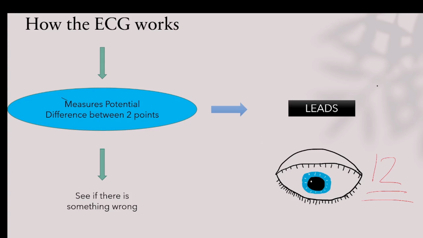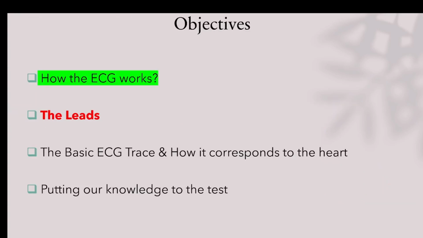So 2 things I want you to know at this point. Number 1, the ECG works by measuring the potential difference between 2 points, and of course we use leads. Number 2, each lead, think of it as an eyeball. We're looking at the heart from 12 different directions, and so we have a better overview of any pathology that may arise. I'm going to leave it there. That is how the ECG works in general. Just keep going over those ideas.